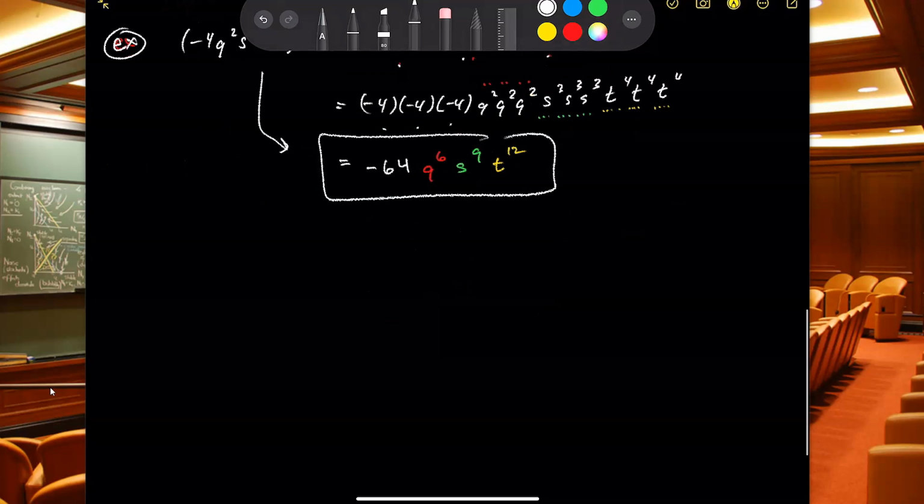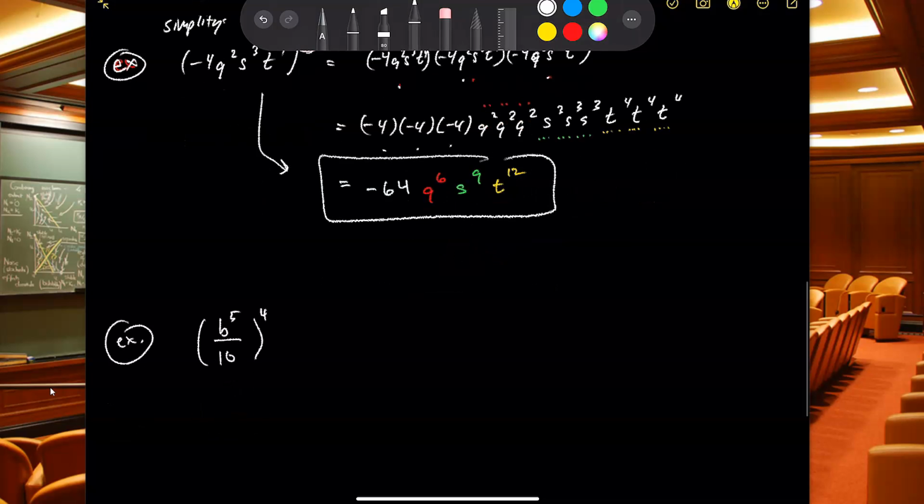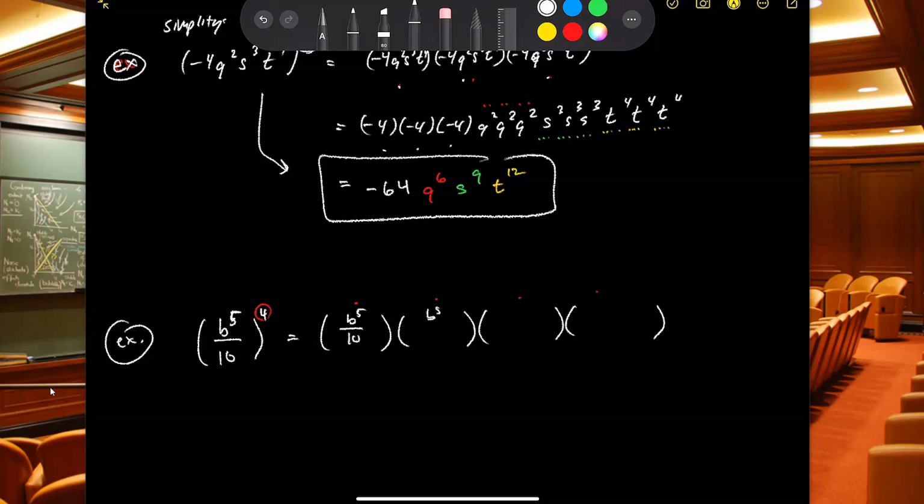So let's do 1 or 2 more here. Let's say I have a fraction involved. Let's say I've got b to the 5th over 10, all to the 4th power. How would we rewrite this? Well, it's whatever we have times itself. How many times? 4 times. 1, 2, 3, 4. b to the 5th over 10.